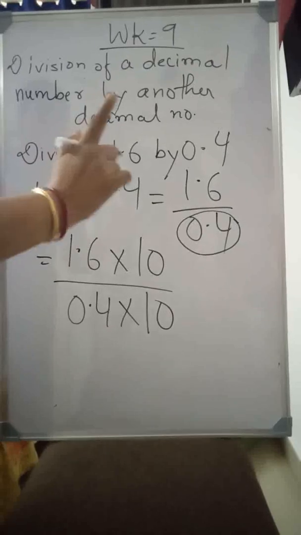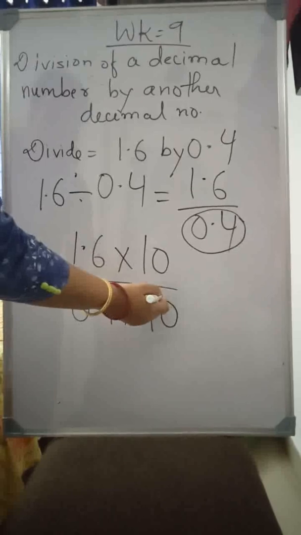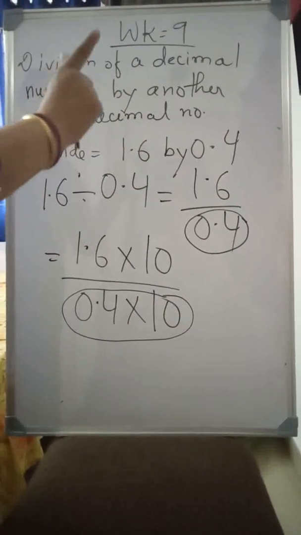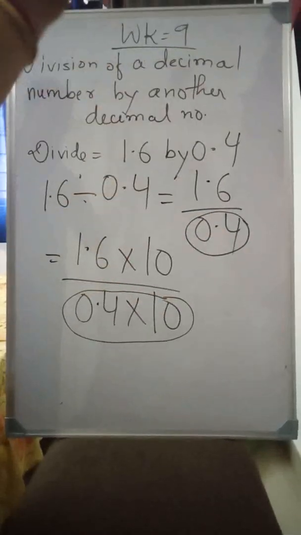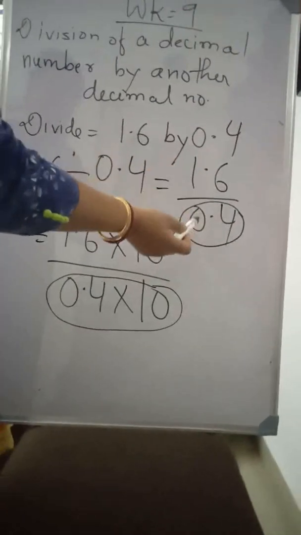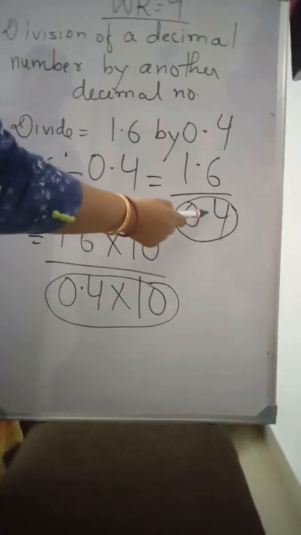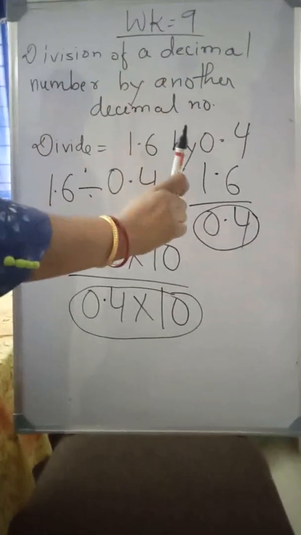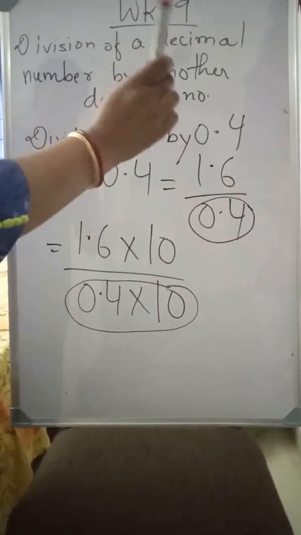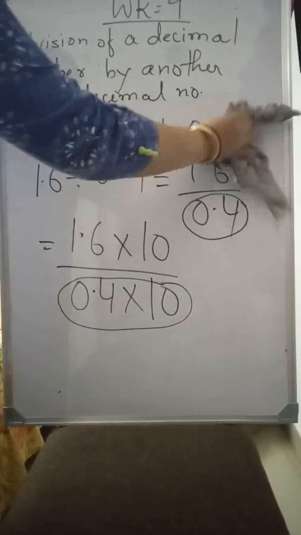Now the second reason for multiplying numerator and denominator by 10. I have to remove the decimal in the divisor and make it a whole number. Which one will change, dividend or divisor? Divisor, that is the denominator. You have to change this decimal number into a whole number. Correct? So 0.4, with one decimal place, multiply it with 10. Now come to the next step.